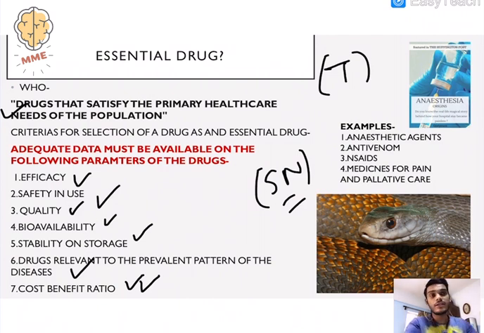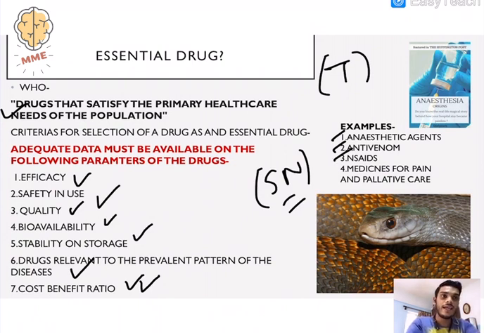Now, in our country, some examples of a few essential drugs include anesthetic agents, which are used to induce anesthesia, antivenoms, because obviously, as we know, a huge chunk of our economy is dependent on our farmer brothers, right, and on farming. And India obviously is an agrarian economy per se. Farmers are often susceptible to snake bites, and when they land up at your PHC, you have to administer them antivenom, which is also an essential drug.